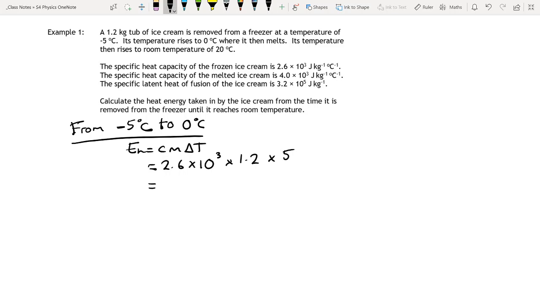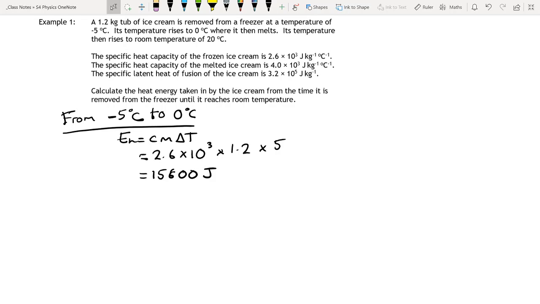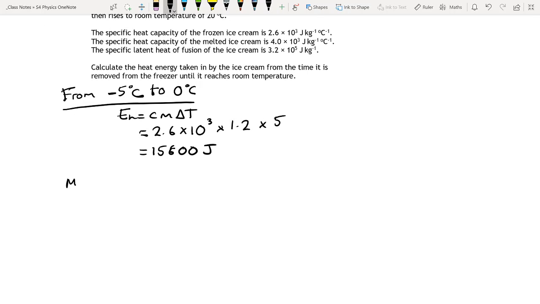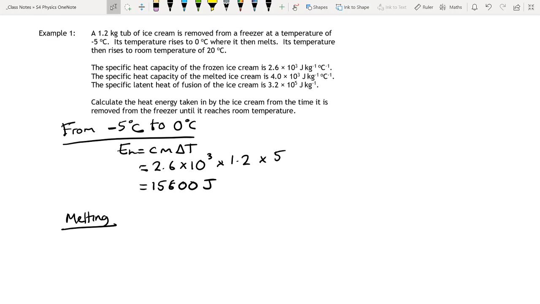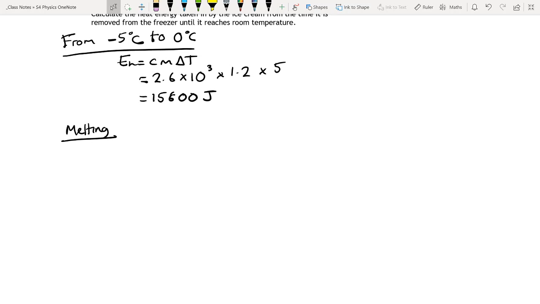So the answer to that is 15,600 joules. So that's 1 point. Then it melts. So yeah, it's removed, it goes from minus 5 to 0, and then it melts. So the energy it takes in when it melts, sorry, go ahead.